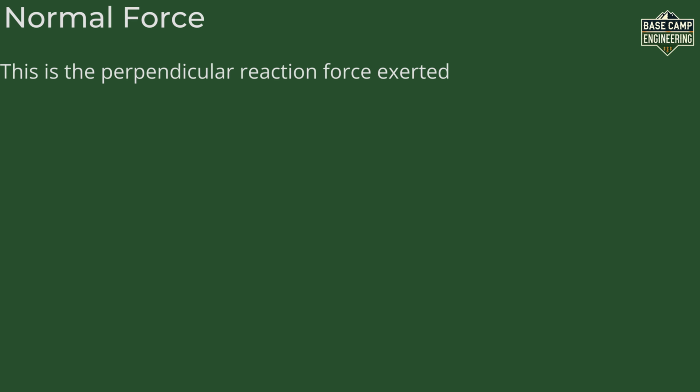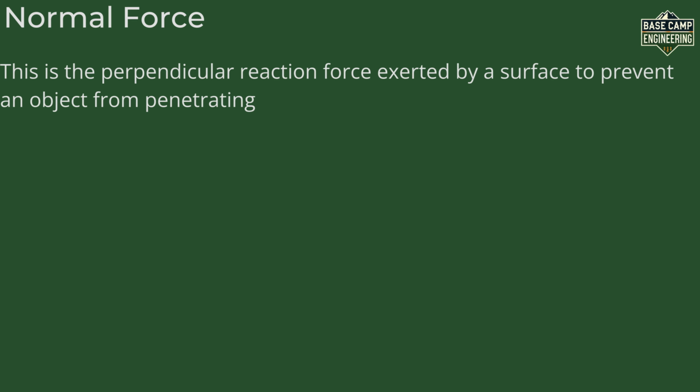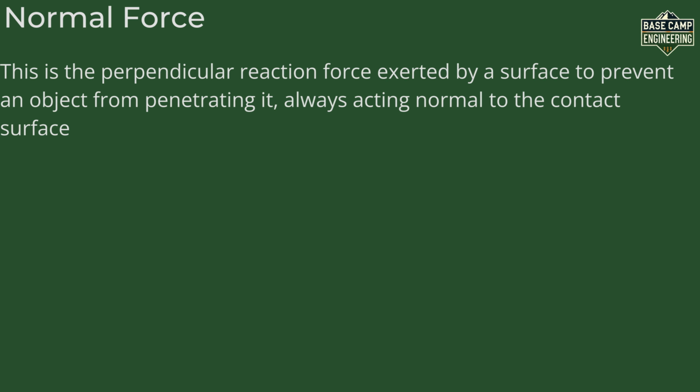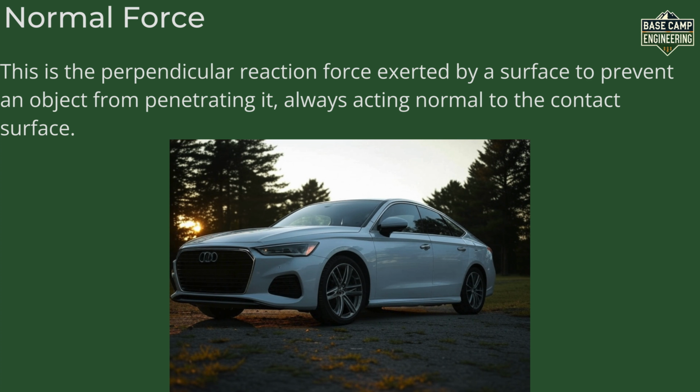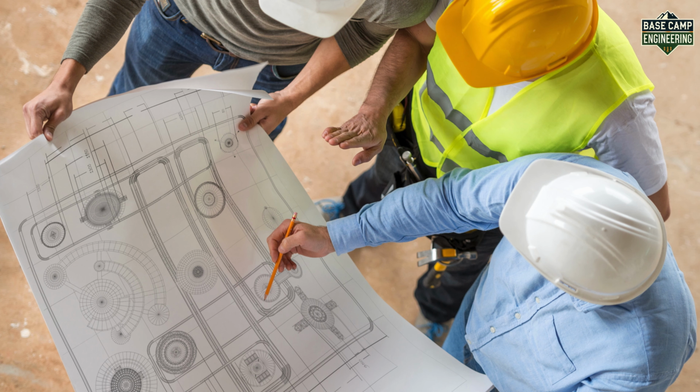Next, the normal force. This is the perpendicular reaction force exerted by a surface to prevent an object from penetrating it, always acting normal to the contact surface. For our hanging weight, there is no normal force since it's not in contact with a surface. But for a 1500 kilogram car parked on a 10-degree incline, the normal force counters the perpendicular component of gravity. We will calculate this in our example. The normal force ensures equilibrium in the direction perpendicular to the surface, critical for stability in automotive and civil engineering applications.